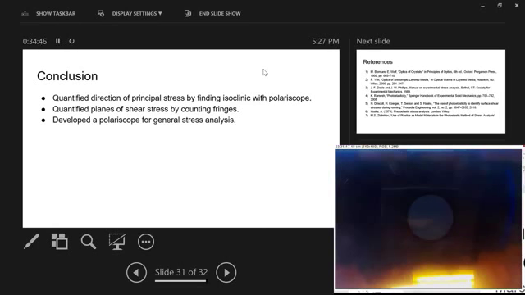Yeah, sure. So in general, we did 2 experiments. The first was finding the direction of principal stress. This was done by determining where the isoclinics occur in the material. Then from there, we quantified the shear stress planes within two different types of materials and two different methodologies. But in general, we have designed a system that we can use to measure the stress orientation of dielectrics. Thank you.